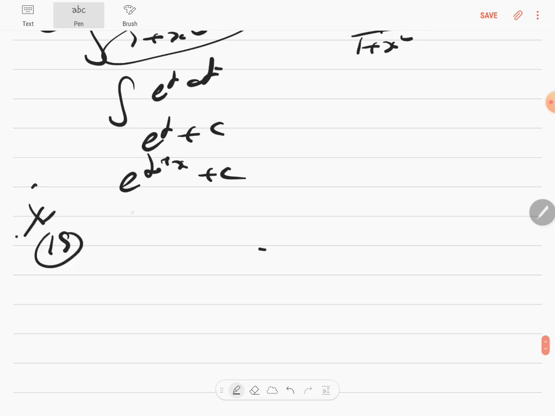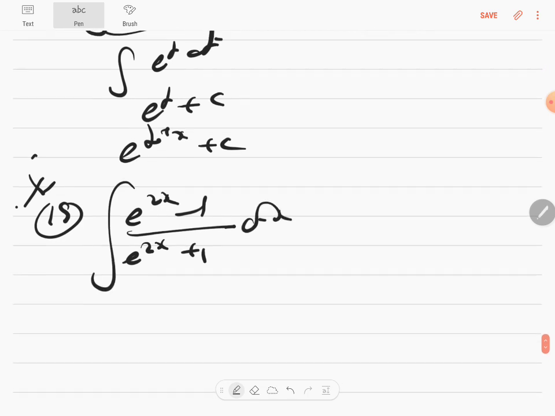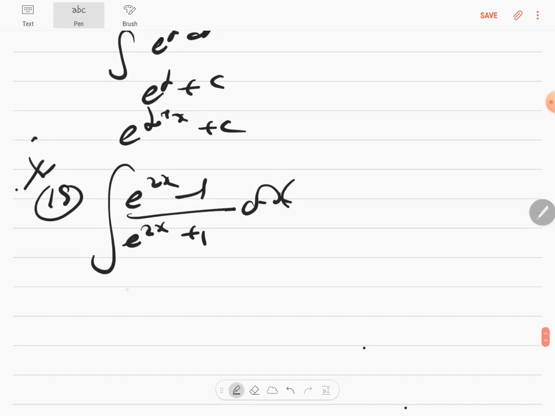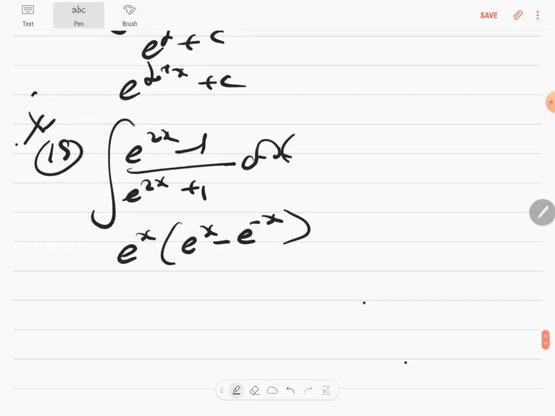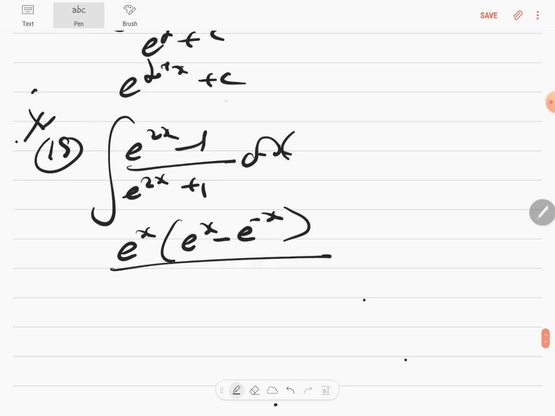World's most important sum. e to the power 2x minus 1 by e to the power 2x plus 1. There's no question paper without the sum number 19 in 7.2. World's most important sum. You take e to the power x out. So you get e to the power x minus e to the power minus x by, because there's no e to the power x, still you take it out. So e to the power minus x. e to the power x, e to the power x plus e to the power minus x. This and this get cancelled.